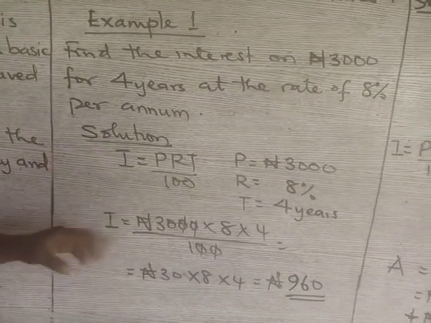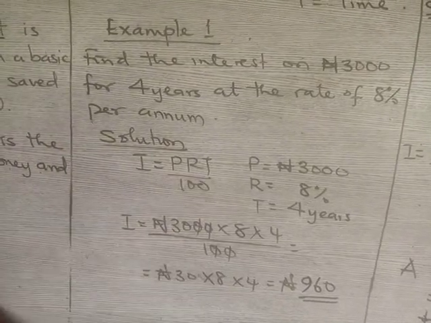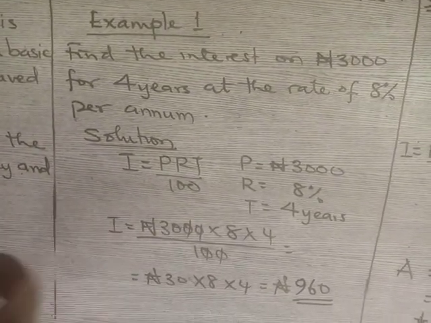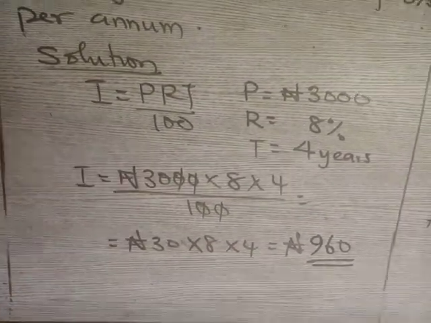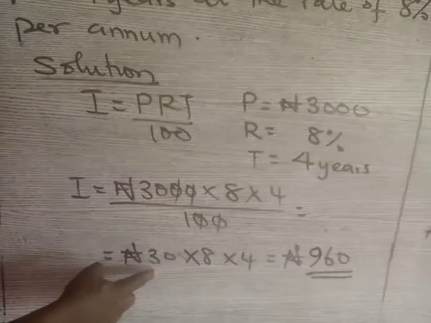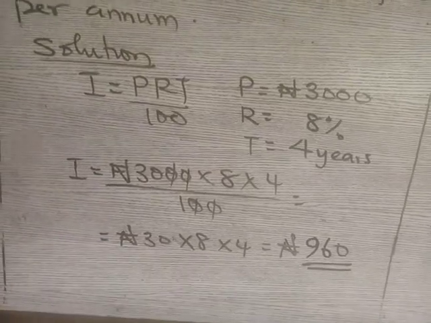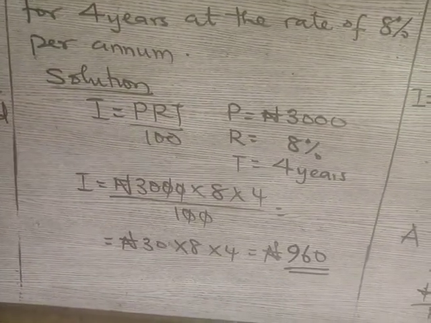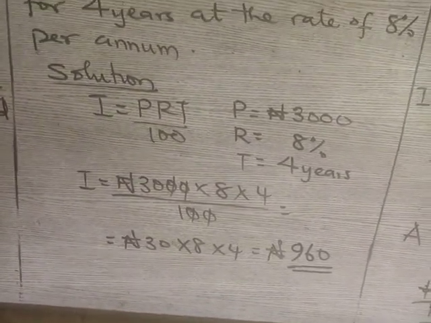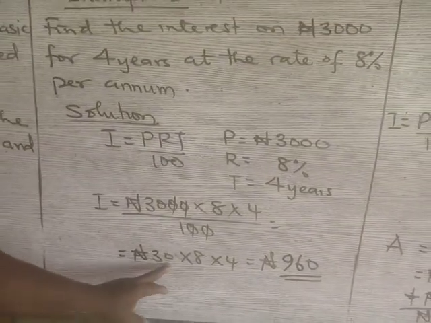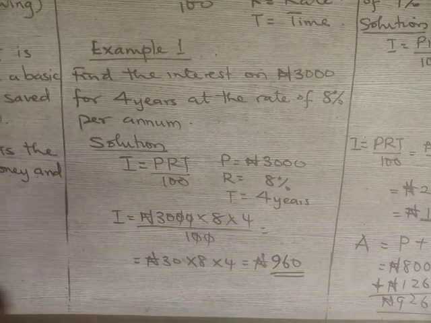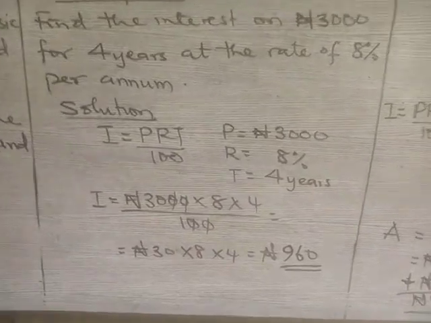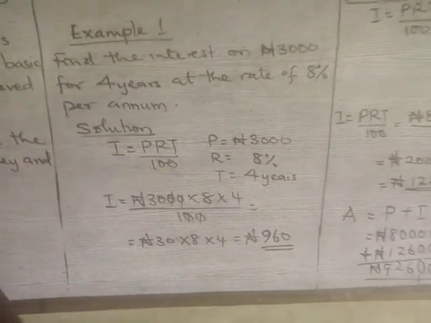So I equals 3,000 times 8 times 4 over 100. 0 cancels 0, 0 cancels 0. You are left with 30, 8 and 4. If you multiply 3 times 8 times 4, that will give us 96. 96 and the 0 here, that becomes 960 naira, which means our interest is equal to 960 naira.